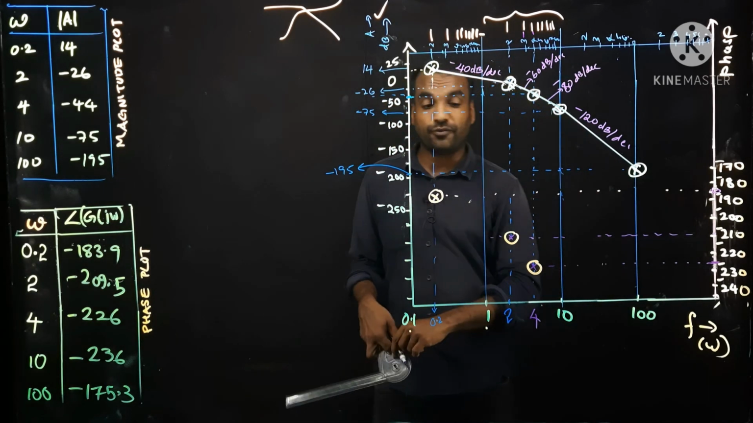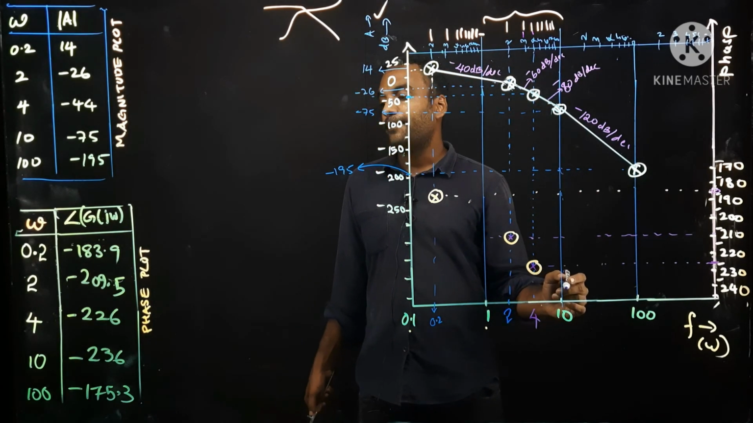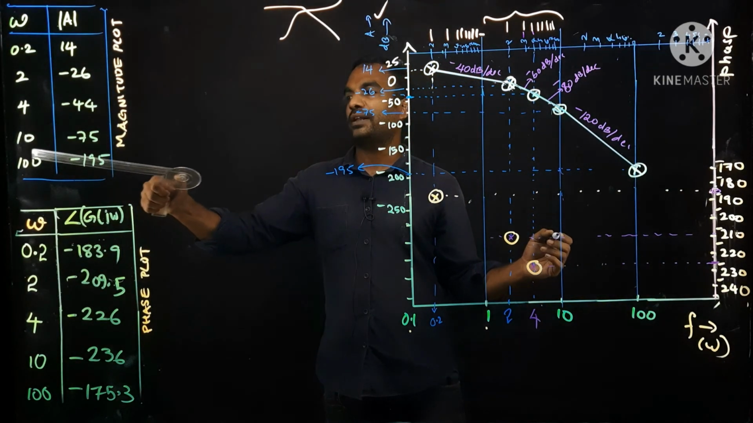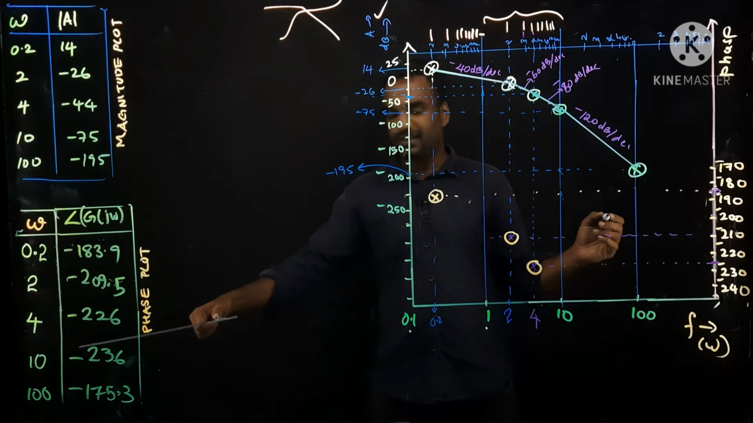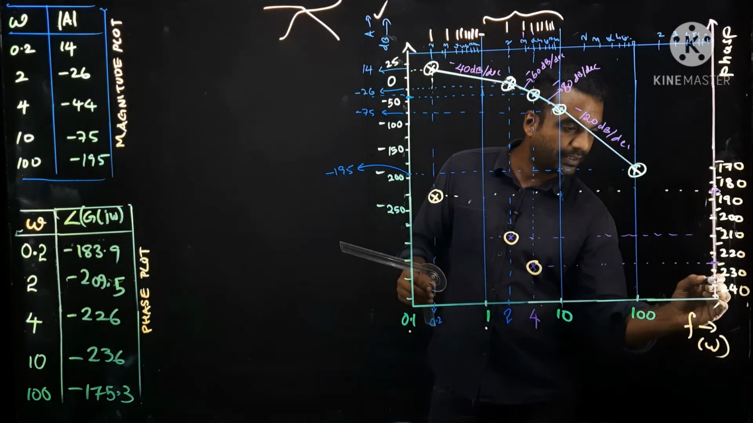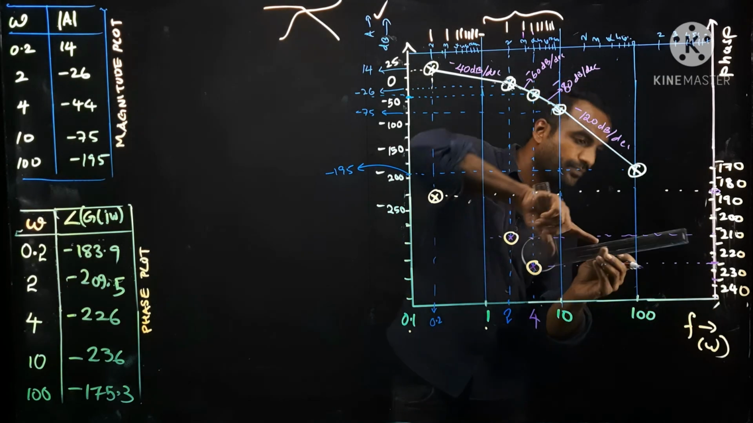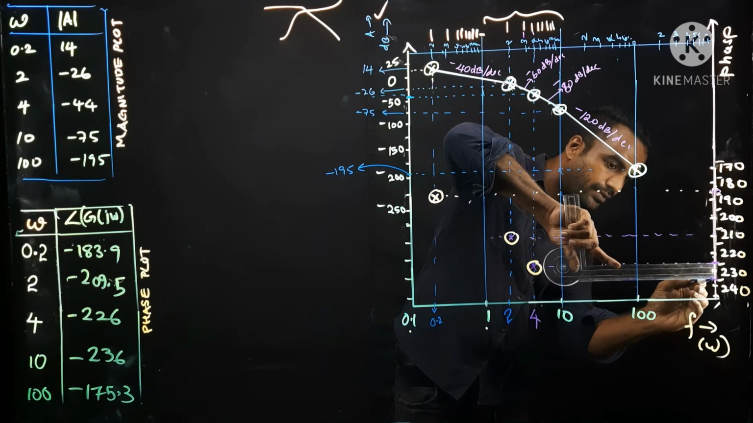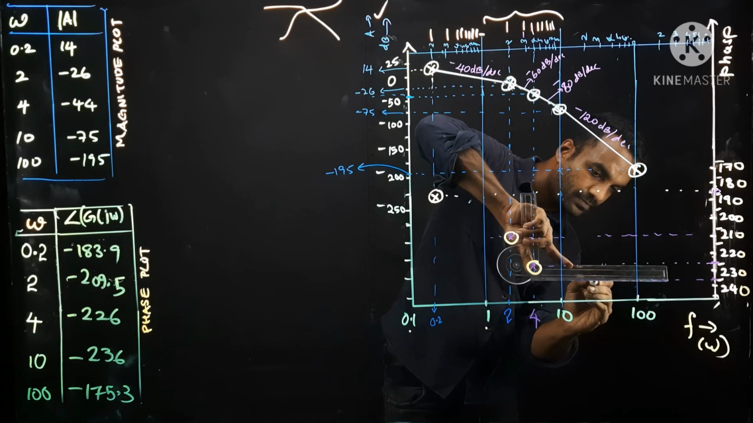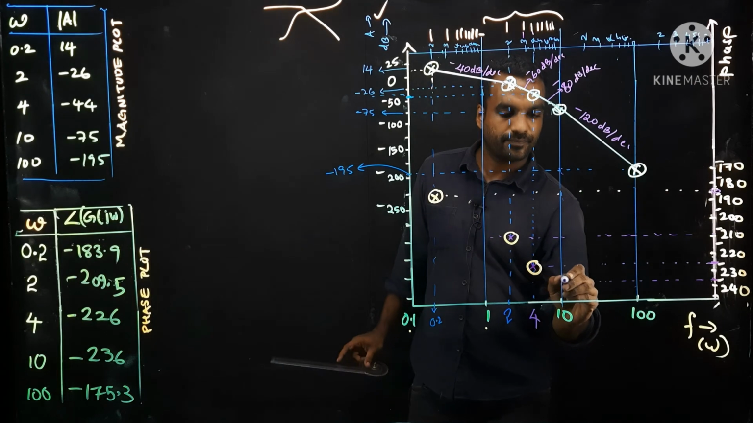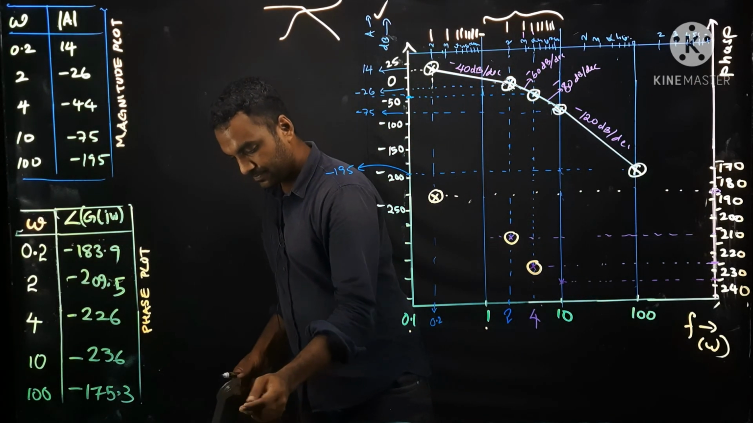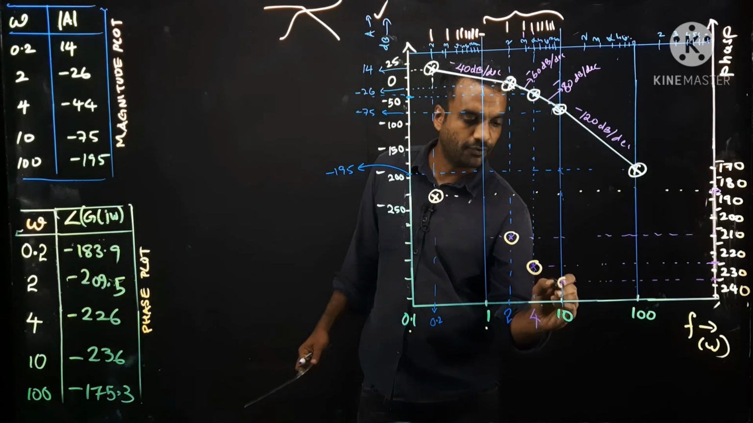Then for the point of 10, it is minus 236. So this is 10 and this will be minus 236 here somewhere. So let me extend that point. This will be that point. This will be the fourth point.